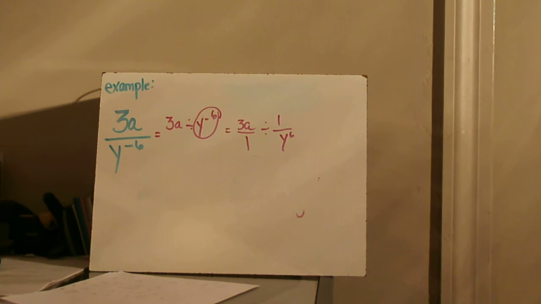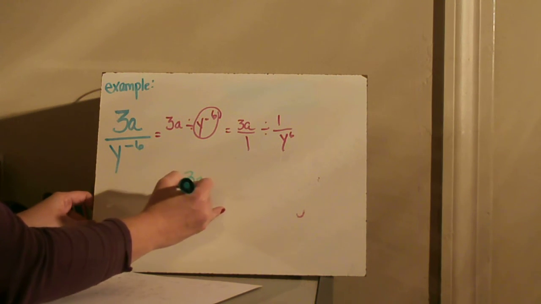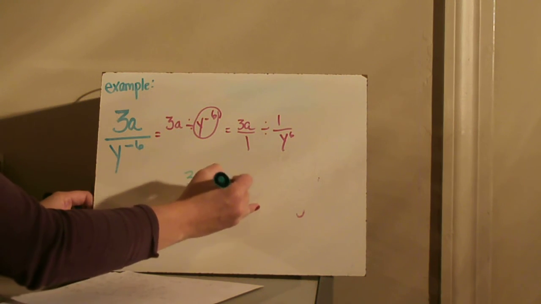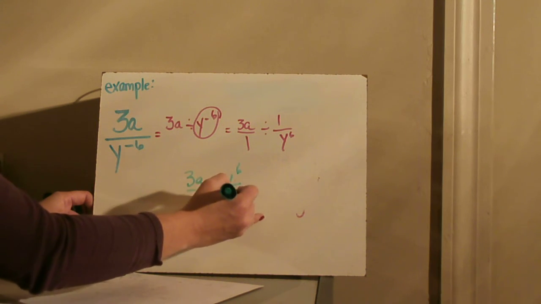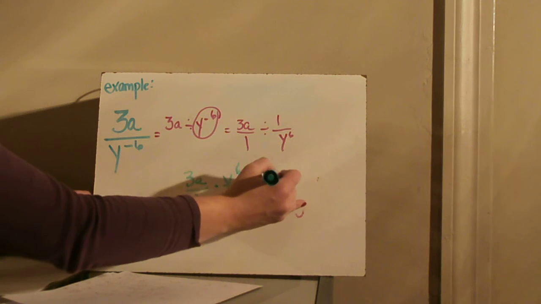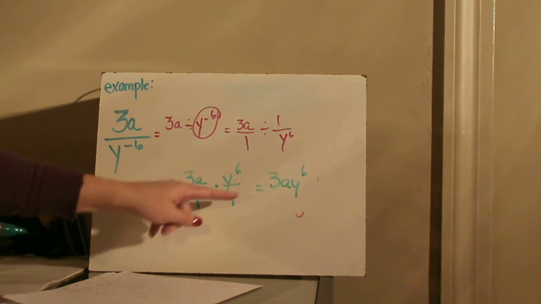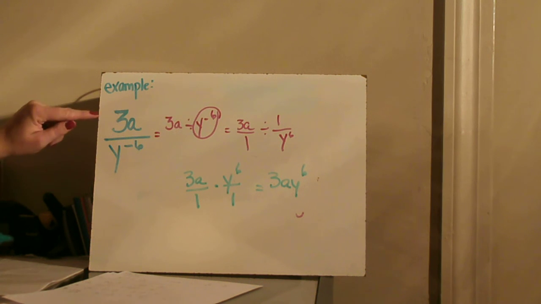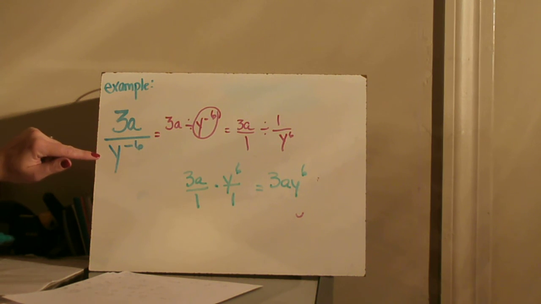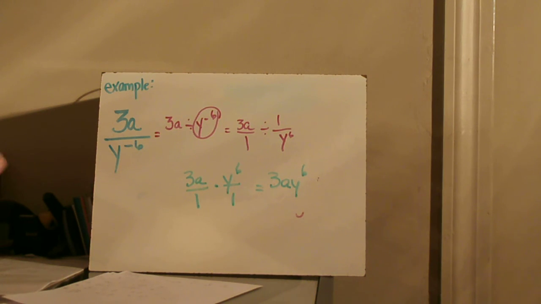So now, again, we're going to use our rules for dividing fractions. So this becomes 3a over 1 times y to the 6th over 1. 3a times y to the 6th is 3a y to the 6th. 1 times 1 is 1, so I'm not going to write that. So 3a divided by y to the negative 6 simplified is 3 times a times y to the 6th.